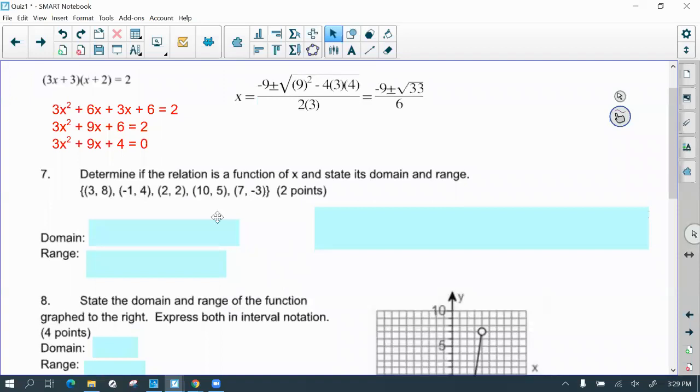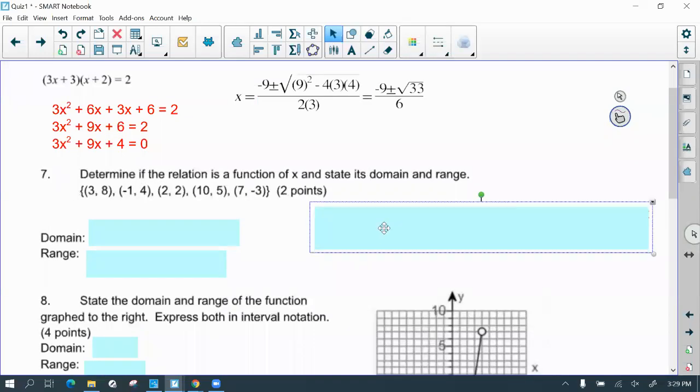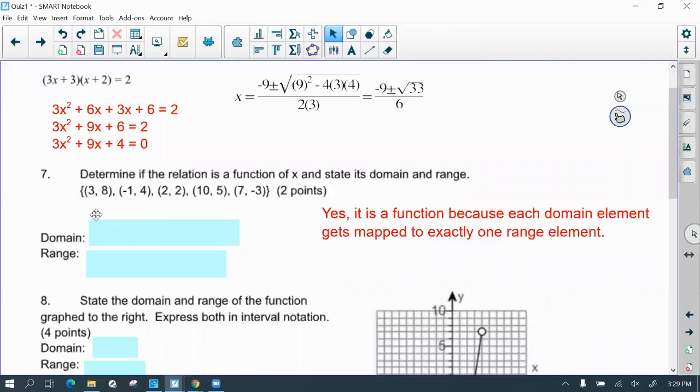Number 7, first of all, is this a function? Yes or no? The answer is yes, because every domain value, which is the x value, goes to one and only one y value. 3 is an x, and that goes to 8. 3 doesn't go anywhere else. -1 is the x value. It goes to 4. -1 doesn't go anywhere else, and so on and so on. Every x value goes to one range value, one y value.